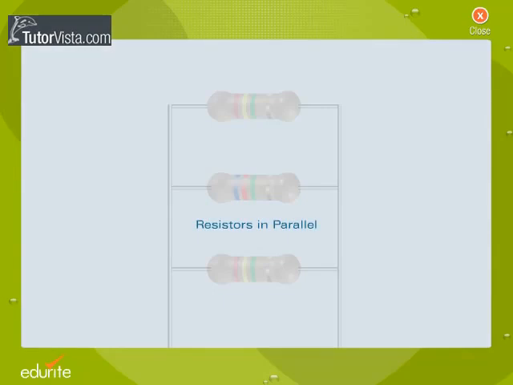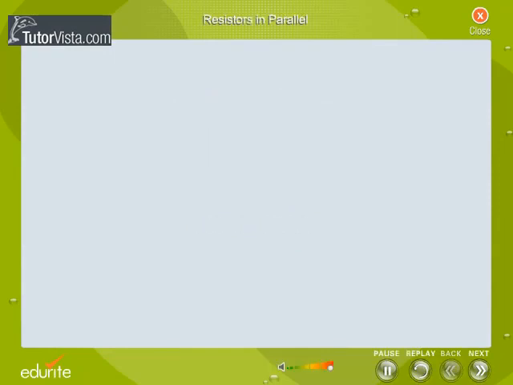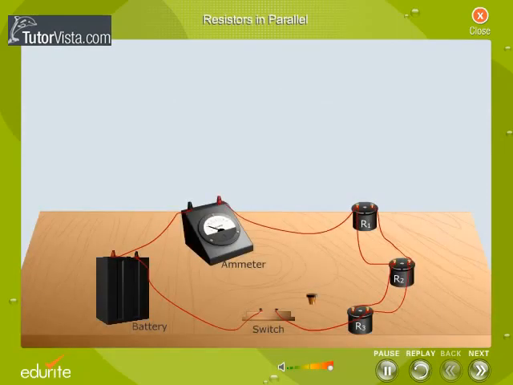Resistors in parallel. Resistors are said to be connected in parallel if they have a common positive terminal and a negative terminal, as shown here.